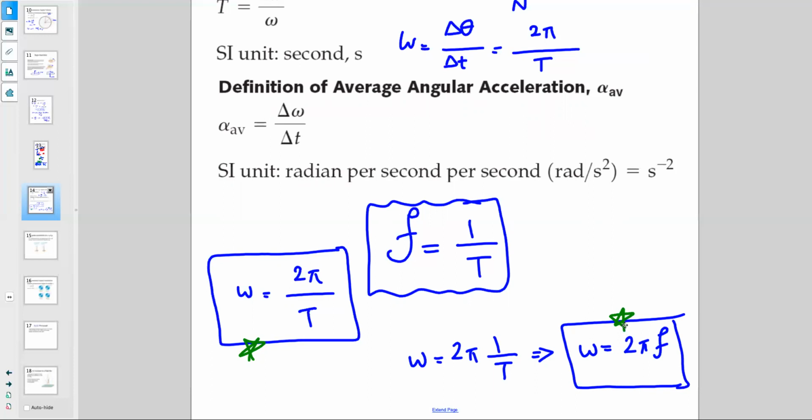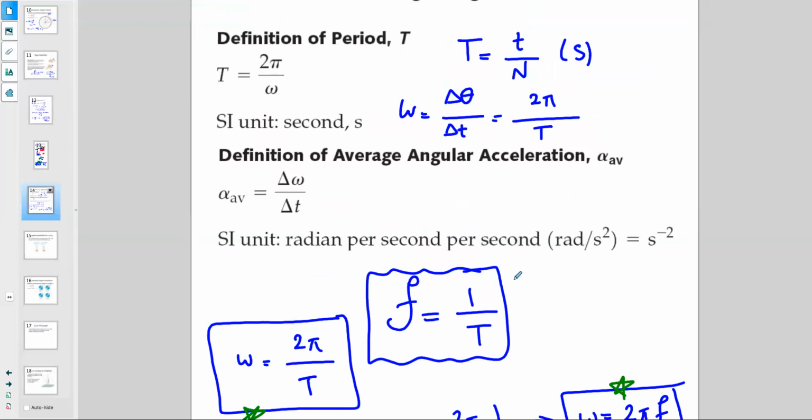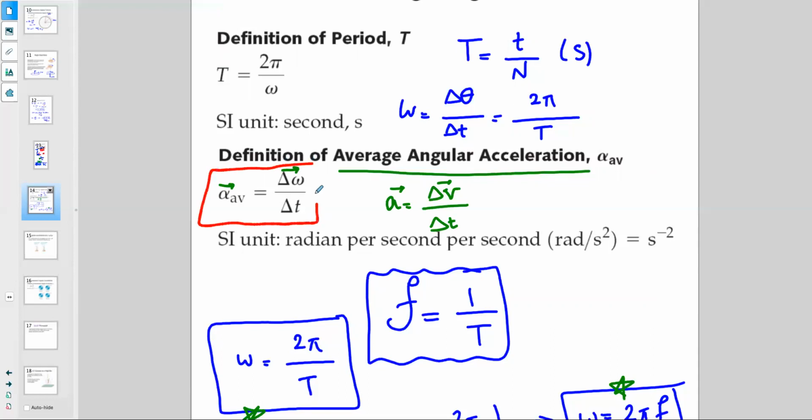Okay. We also notice that we have an average angular acceleration here, or alpha average, which is the change of the angular velocity over time. Just like what we had before in the one-dimensional motion, not on a circle, we had the acceleration A being equal to delta V, change of the velocity, over delta T, the time of the change. We have the same thing here. And these are, by the way, all vectors. So delta omega over delta t will give you the average angular acceleration.